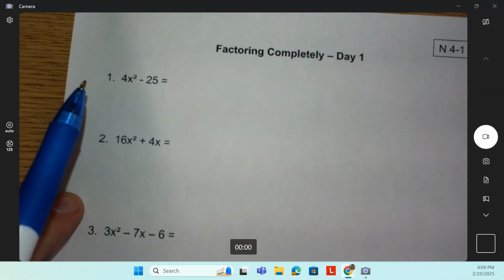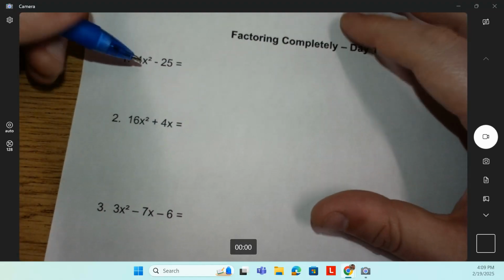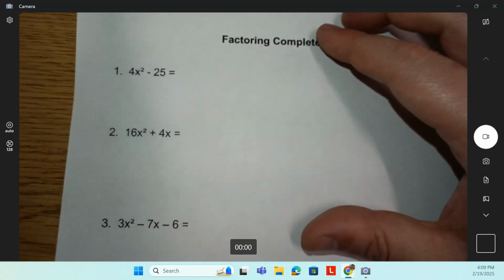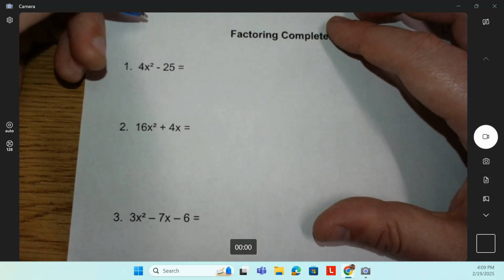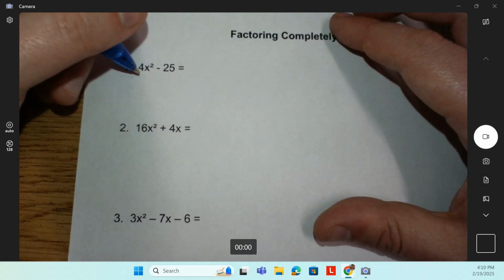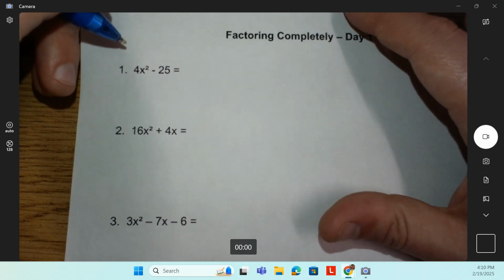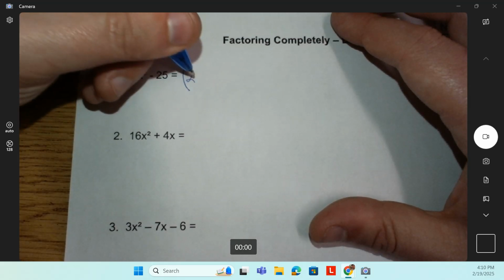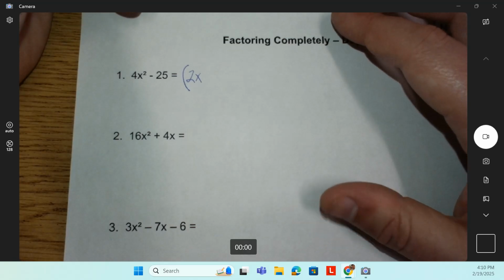So first one, I'm looking for any greatest common factors, and I don't have any factors for this one. So nothing I could divide both of them by. But since there's two terms, it should be a difference of squares, and I could take a square root of both of these. So difference of squares says that I'll take the square root of the first one, which should just be 2x, because 2x times 2x would be 4x squared.